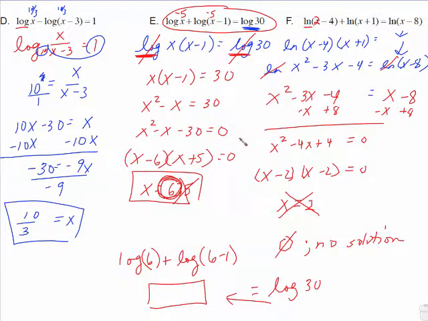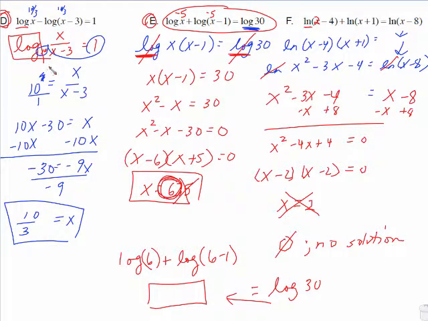Second thing to point out is that there is a big, big difference between D and E, or D and F, and that is this. When you condense over here, you have log base 10 of x over x minus 3 equals 1. You only have the log word written one time on one side.